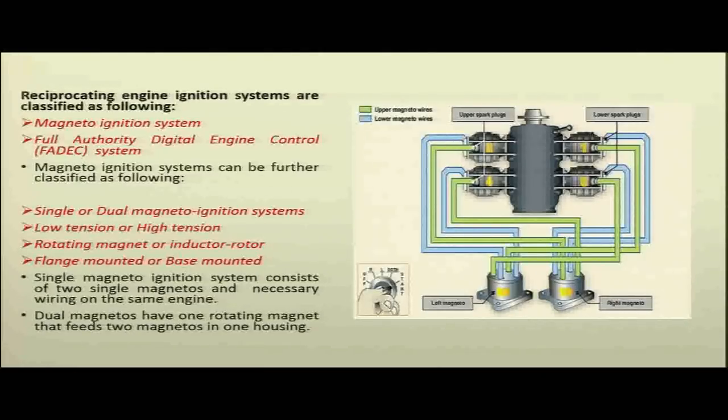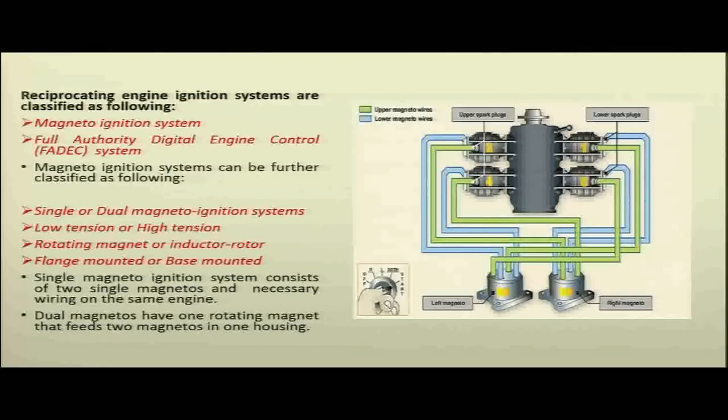Now, the magneto ignition system can also be further classified as follows. It can be single or dual magneto ignition systems. It can be a low tension or high tension system. It can be a system where the magnet is rotary or the inductor rotor type, and you can have the magnetos as flange mounted or base mounted. So, there are different types of systems.